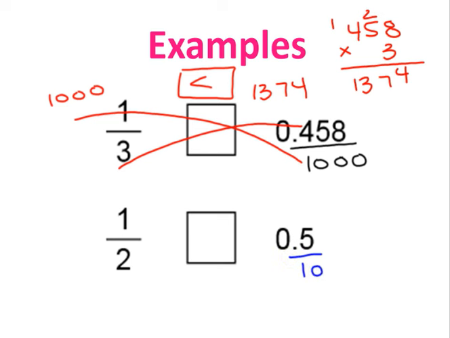Here I have 1/2 and 5/10, so I'm going to go ahead and put 5 under the 10. So I'm going to go ahead and multiply now, or cross multiply. So 10 times 1 is 10. And 2 times 5 is also 10, and so these are equal.